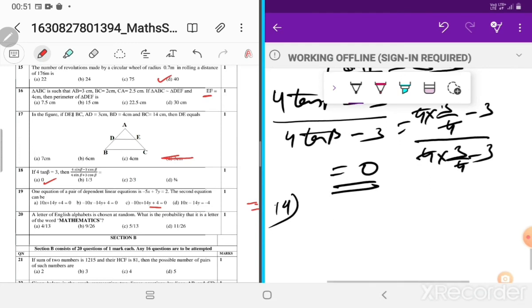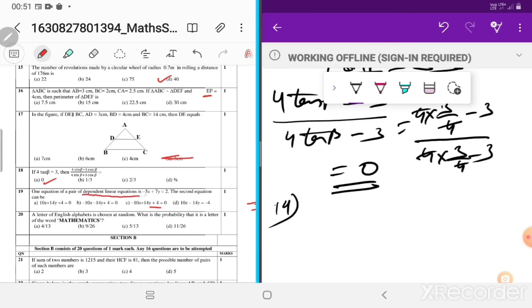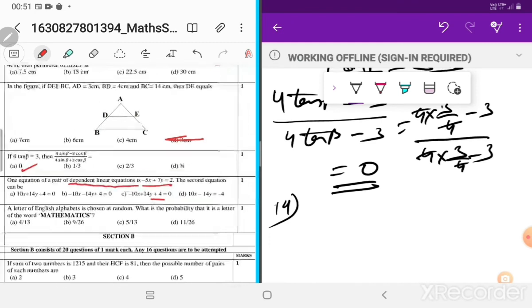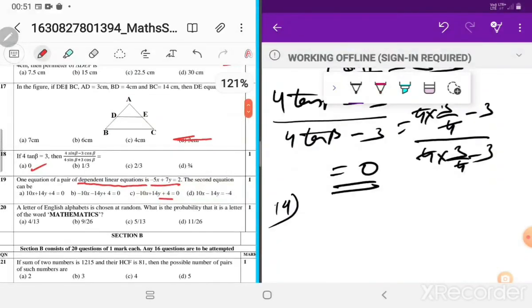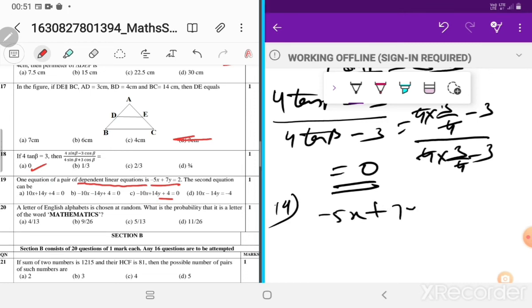Again, it's very easy. You can do it from here only. No need to solve. One equation of the pair of dependent linear equations is this one, and the second equation you have to find out. One equation of the pair of dependent equations is given: minus 5x plus 7y is equal to 2. Now the condition is given, that is, dependent linear equations.